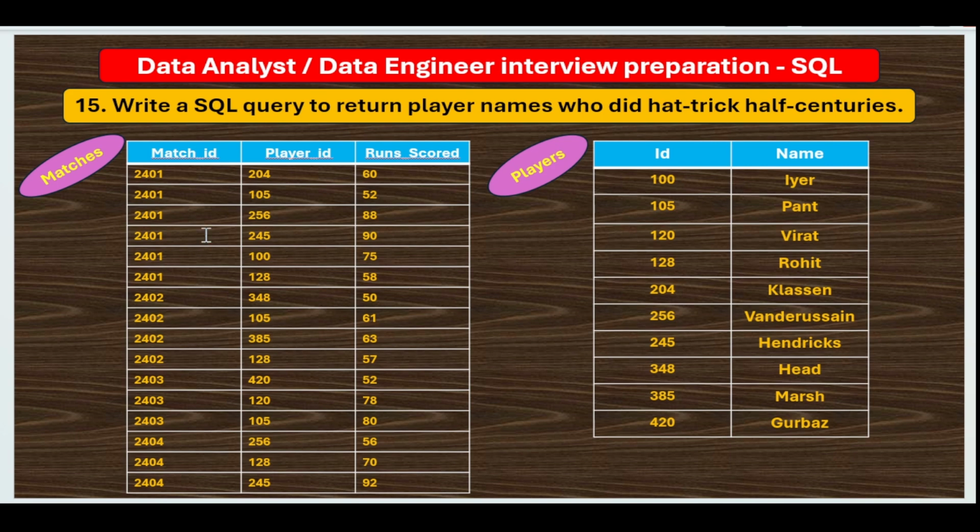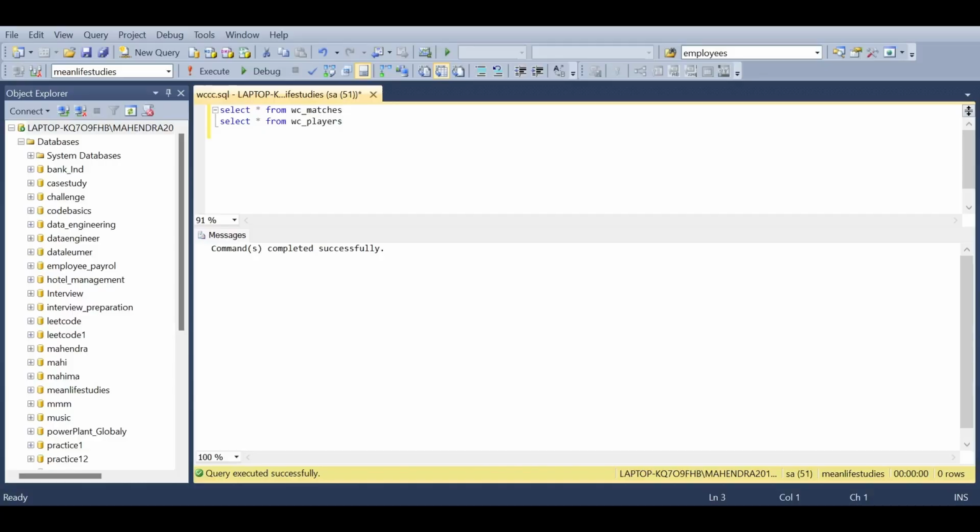Okay, how can we check it? We will join this table with the same table. I mean, we will be using a self join, and we will be increasing the match ID by 1 and checking whether the same player is present in the next match or not. Okay, we'll check with that. We'll start writing the SQL query.